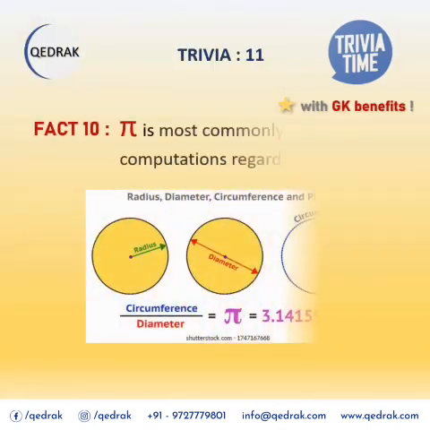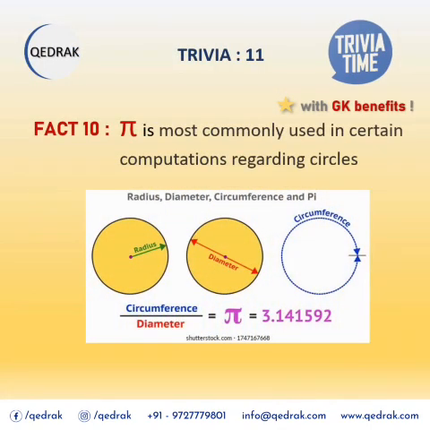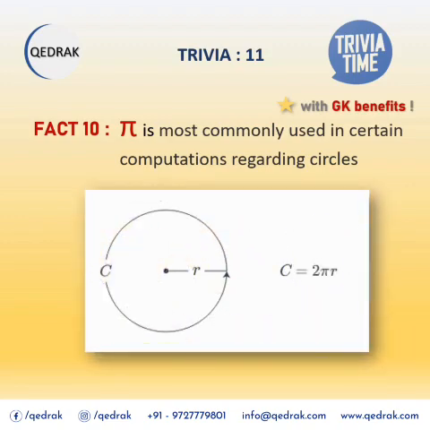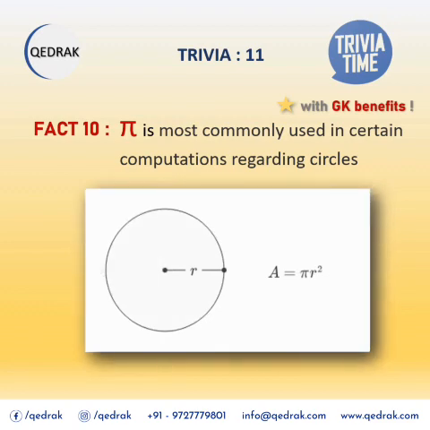Pi is most commonly used in certain computations regarding circles, but pi also connects the diameter or radius of a circle with the area within the circle. And we all know these, right? To find the circumference of a circle, we use the formula 2πr. And to find the area of a circle, we use the formula πr².